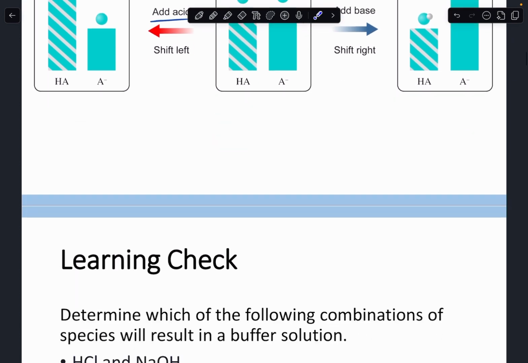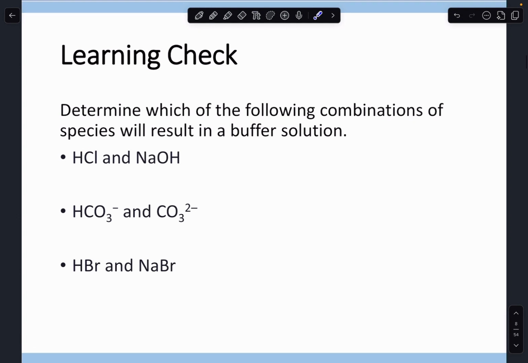So let's do a learning check here. It says, which of the following combinations of species will result in a buffer solution? So I would encourage you to pause and try this on your own before we go through it together.